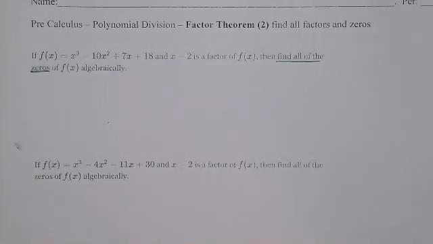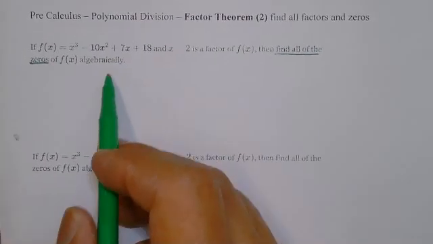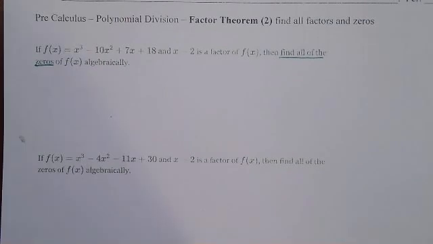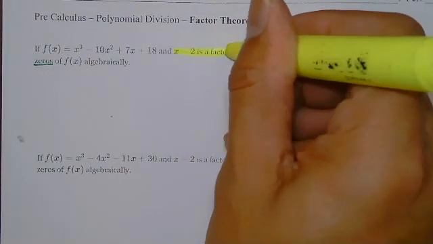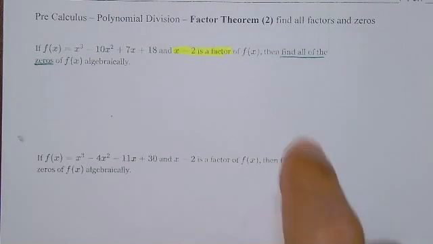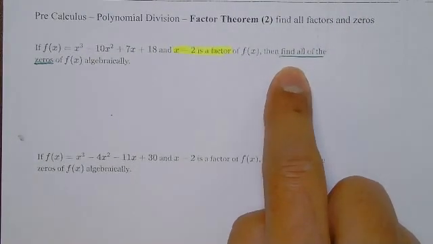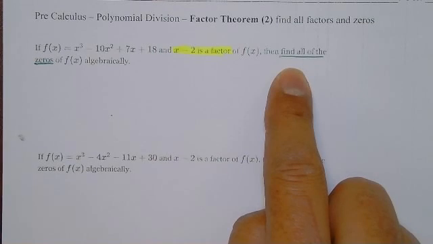Okay, here we go. Here's the notes. If you read this, you have a function. They give you one of its factors. They give you one: x minus 2 is a factor, right? You guys understand that? And it's asking you to find all the zeros.